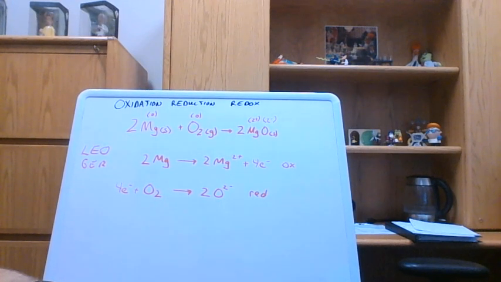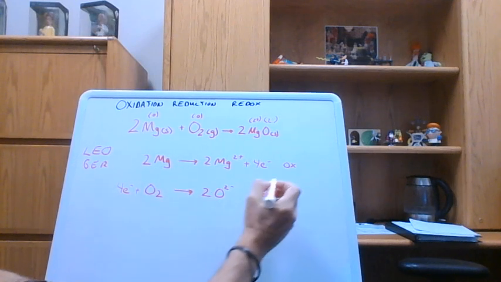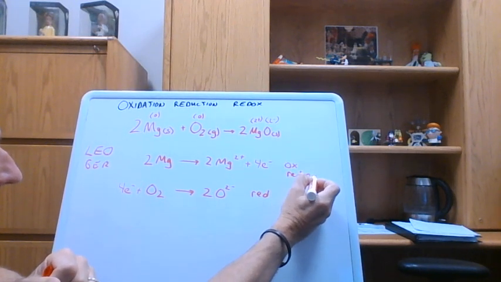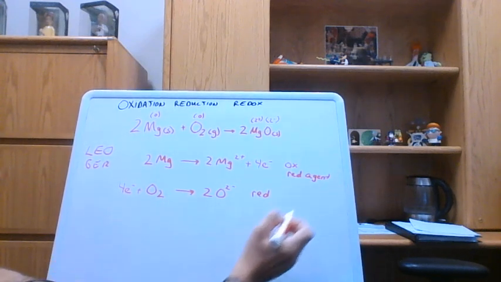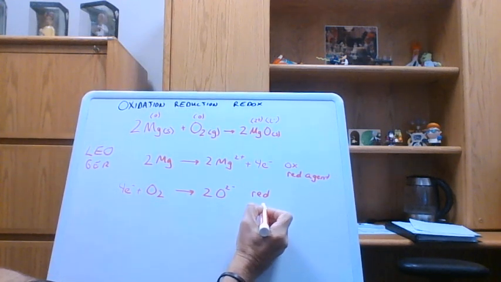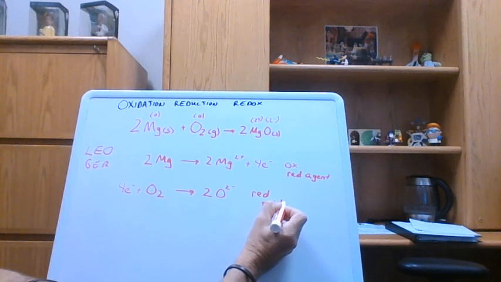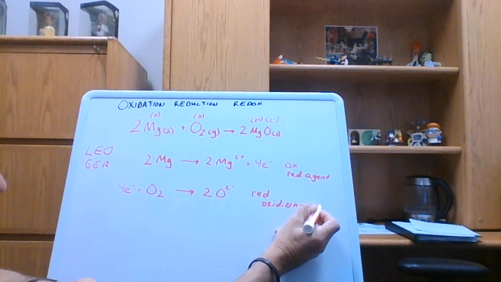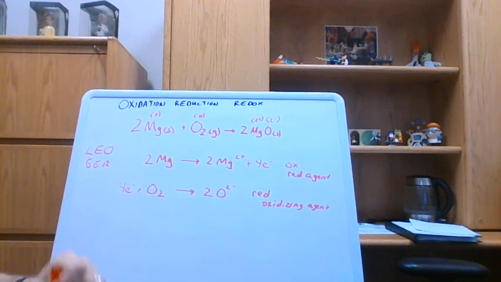Our reducing agent is the species that's oxidized, so magnesium is also your reducing agent, and oxygen is your oxidizing agent. Right, which is where oxidizing comes from, is from oxygen.